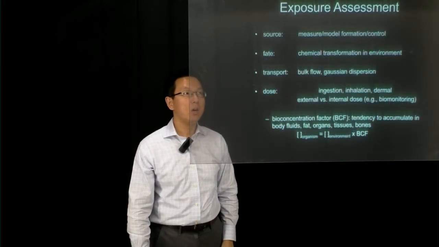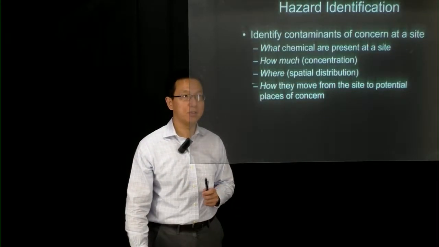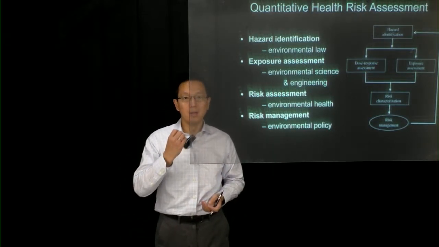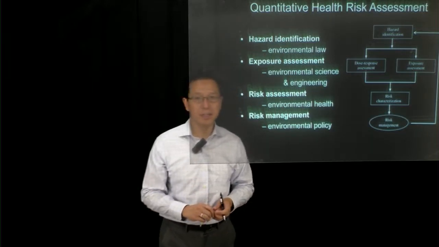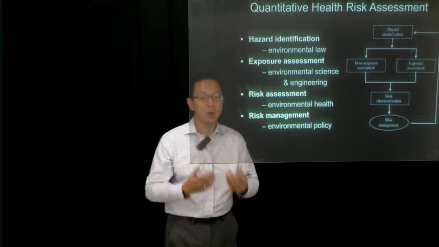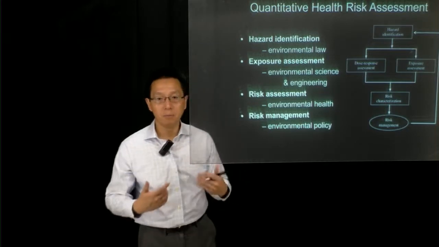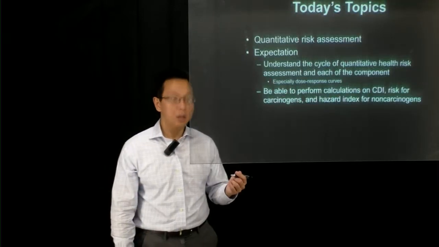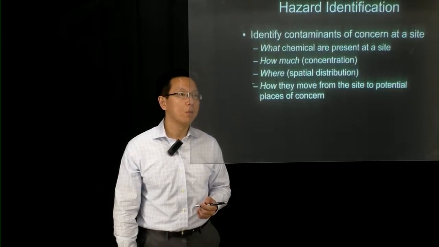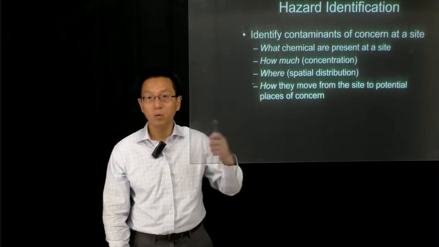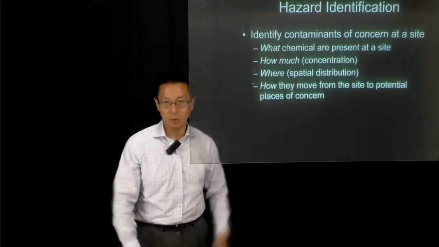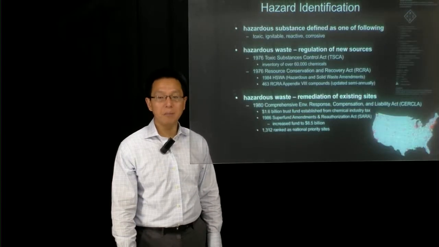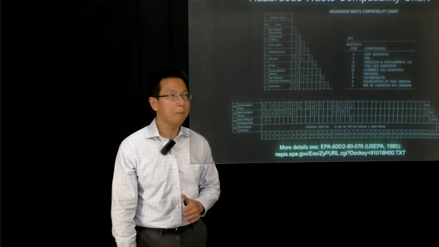Okay, that's all on hazard identification. It's the first step of quantitative health risk assessment. The main idea is trying to find out the chemicals of biggest concern and identify where they are, how much they are, and whether they will move and get in contact with people and do some damage, right? That's the first step: identify those chemicals.